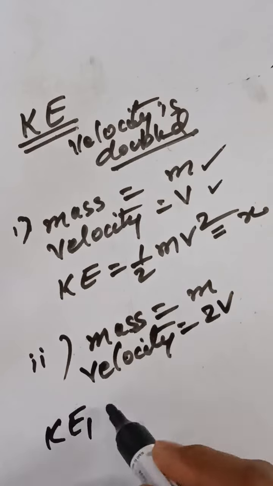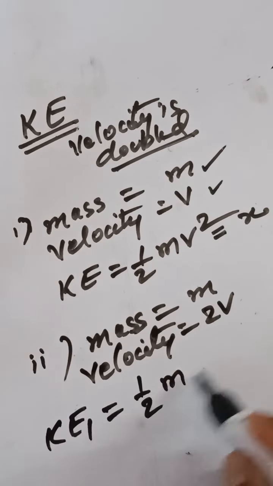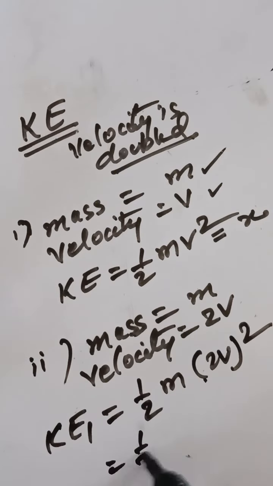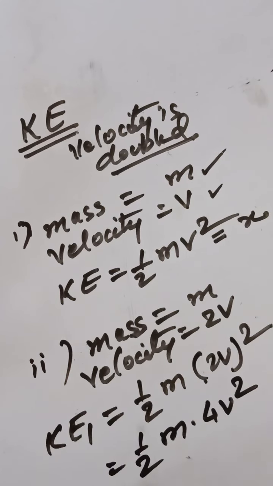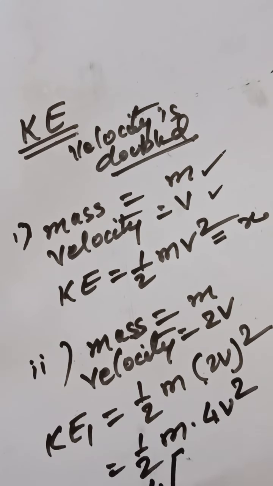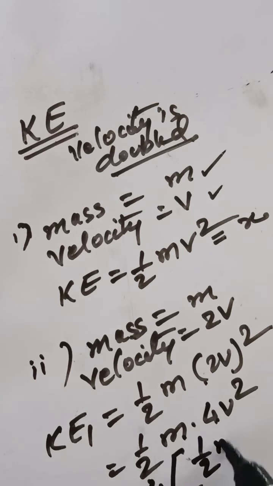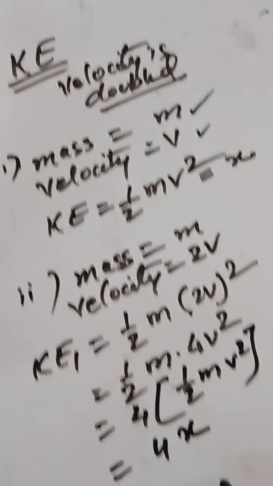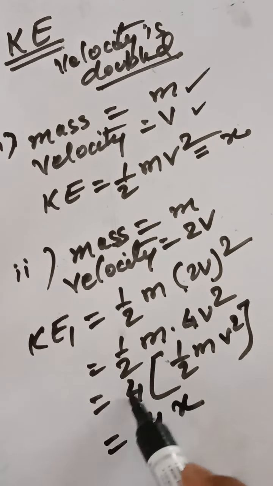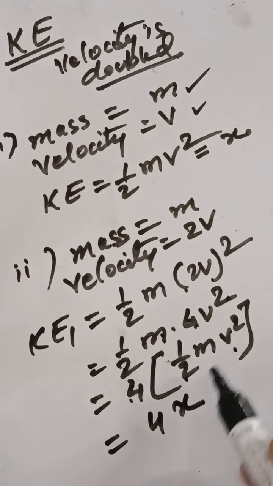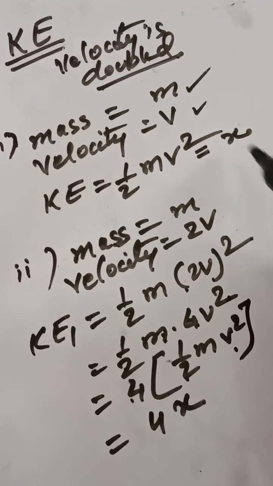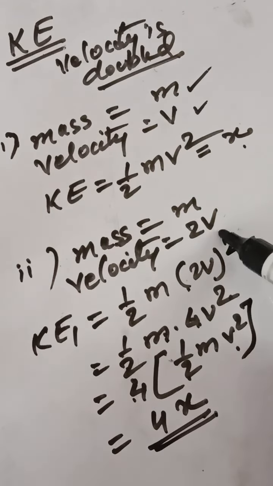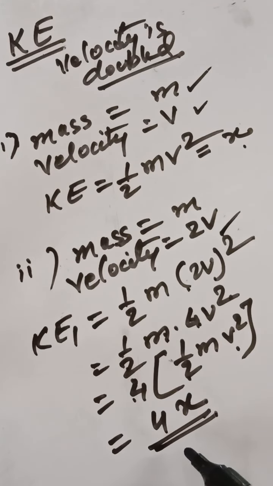Now kinetic energy 1 in this case will be half into m into 2v whole square. Since in place of velocity we have taken 2v, it will become half m 4v square. We will take 4 outside and write half m v square inside. Means 4 into half mv square, which is 4x. We have already taken half mv square as x. Therefore it has become 4x, which means if we double the velocity, kinetic energy will become 4 times.